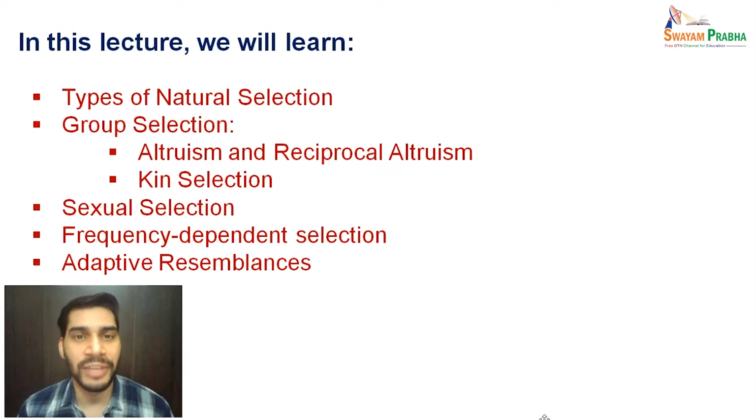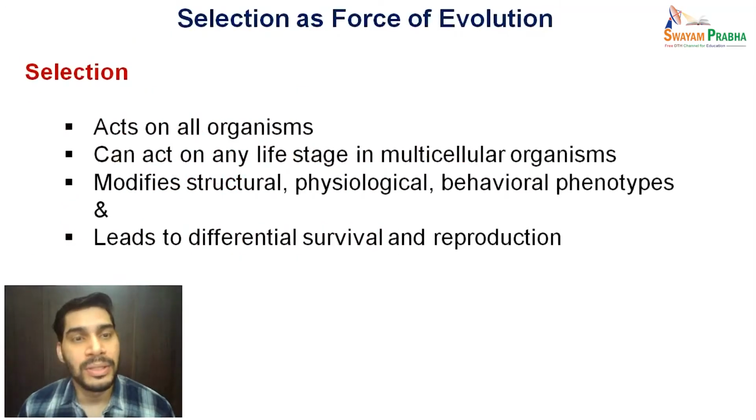So in today's lecture, we are going to learn about various types of natural selection. Though we have previously seen what natural selection is and how it operates, now we are going to discuss various types of natural selection. Then we'll discuss other types of selection as well, which include group selection, which comprises particularly two phenomena which we name as altruism and reciprocal altruism, and kin selection. After that, we'll discuss sexual selection, then frequency dependent selection, and lastly, we'll talk about how adaptive resemblances act as a force of evolution.